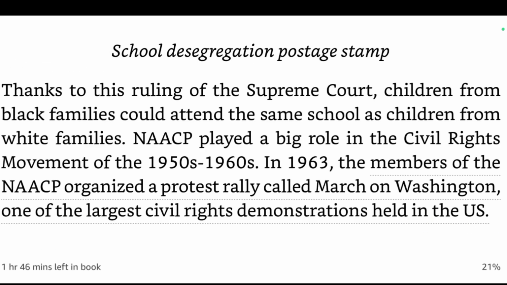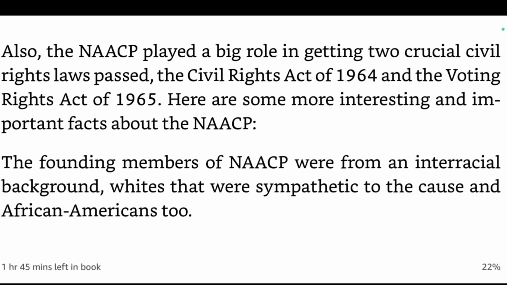Thanks to this ruling of the Supreme Court, children from black families could attend the same school as children from white families. NAACP played a big role in the civil rights movement of the 1950s and 1960s. In 1963, the members of the NAACP organized a protest rally called the March on Washington, one of the largest civil rights demonstrations held in the United States. Also, the NAACP played a big role in getting two crucial civil rights laws passed: the Civil Rights Act of 1964 and the Voting Rights Act of 1965.